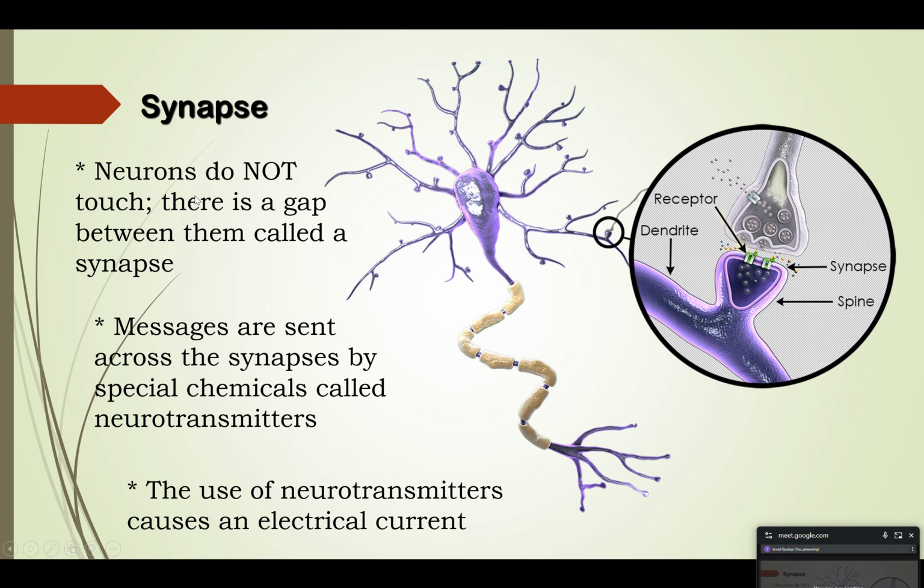Synapse. Neurons do not touch. It is important that they do not touch. There's a gap between them called the synapse, okay? Actually, we are going to refer to the space where two neurons meet as the synapse, while the gap in between them is the synaptic cleft. So messages are sent across the synapse by special chemicals called neurotransmitters, as you've seen here, and the use of neurotransmitters causes an electrical current.